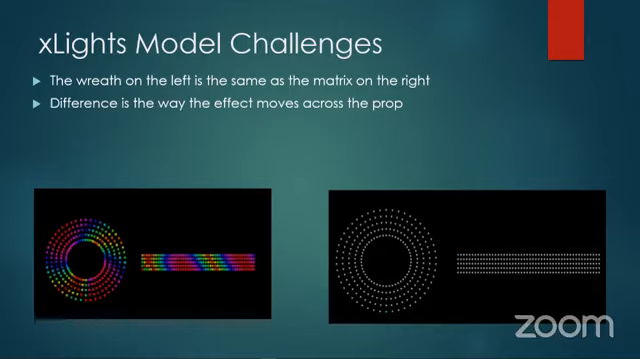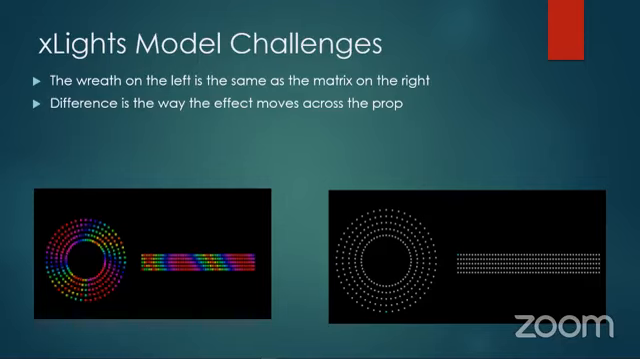So basically, this is a circle model in xLights, and the wreath on the left is the same as the matrix on the right. They're built identically. They have the same pixel count. They're the same height, the same width. Everything is identical. The difference is in the way that the effect moves across it. Now, why does the wreath look one way while the matrix, or the square, the other version of the model, looks a totally different way?